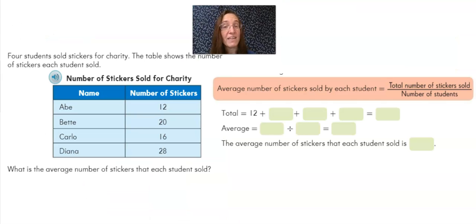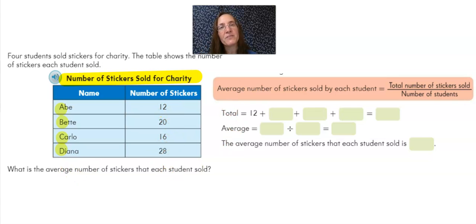Let's try averaging a different data set. 4 students sold stickers for charity. The table shows the number of stickers each student sold, and the title tells us that it is about the number of stickers sold for charity. You'll notice we have 4 children here, and I just want to point out that their names go A, B, C, D. It's just a little way of organizing. 4 children sold these stickers.